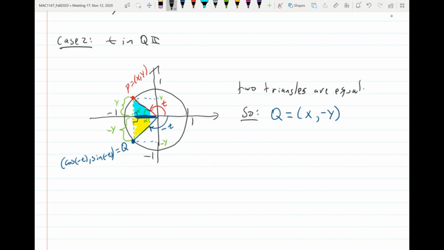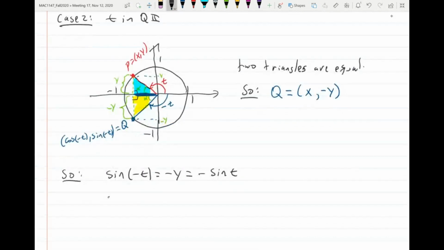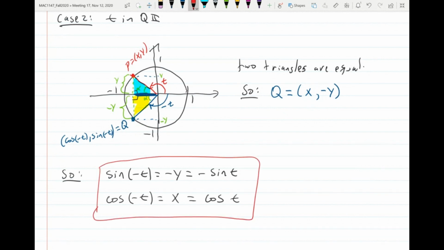So we have the sine of negative t is negative Y, which is the same thing as minus sine of t, because Y represents sine of t, that's the Y coordinate of P. And similarly, cosine of negative t is just X, which is the same thing as cosine of t. So once again, in quadrant 2, we have this symmetry behavior that sine behaves like an odd function and cosine behaves like an even function.